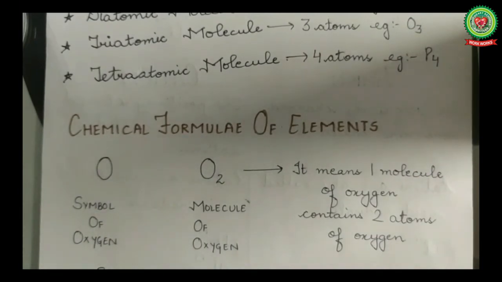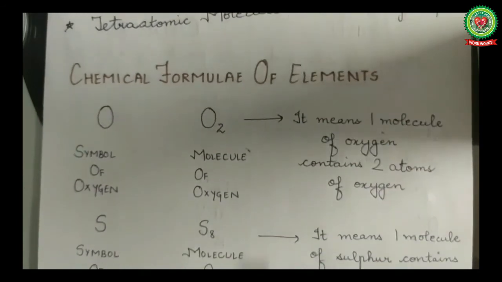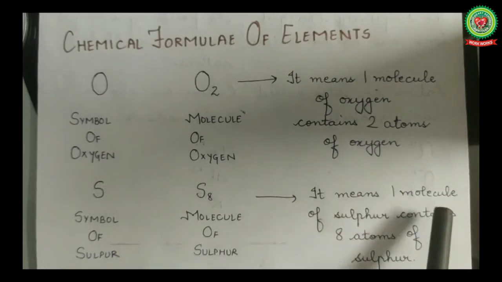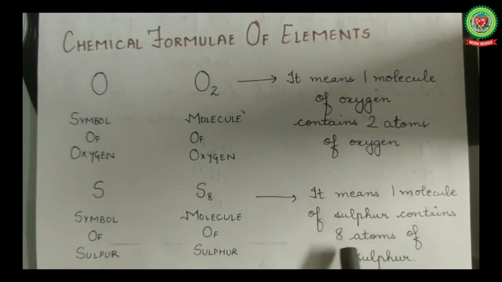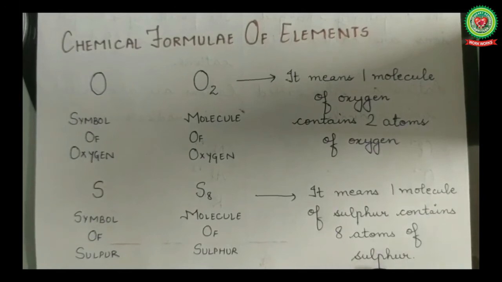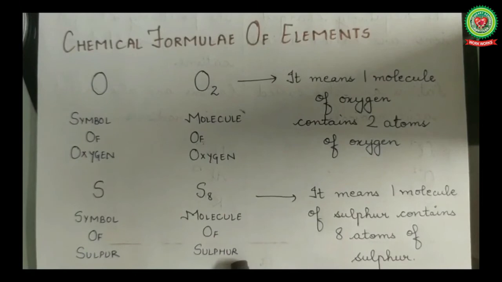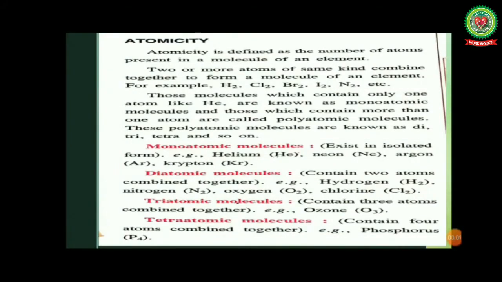Now let's take another example. S is the symbol for sulfur. S8, that is a molecule of sulfur. It means one molecule of sulfur contains 8 atoms of sulfur. And S8, which is a molecule of sulfur, is also the chemical formula for the element sulfur. Let's start with the reading of the chapter on page number 64.